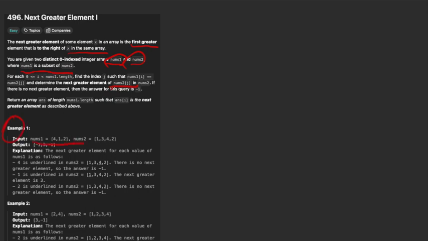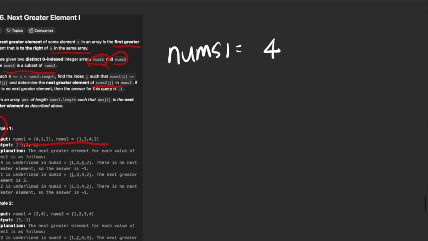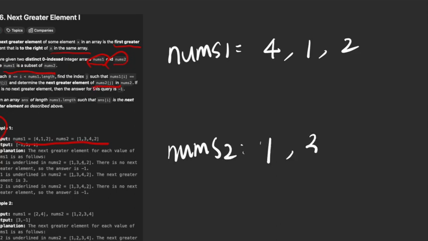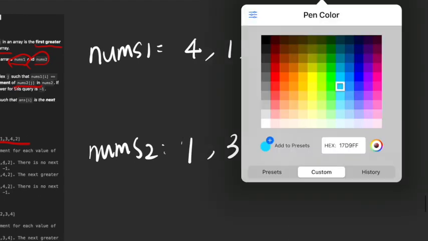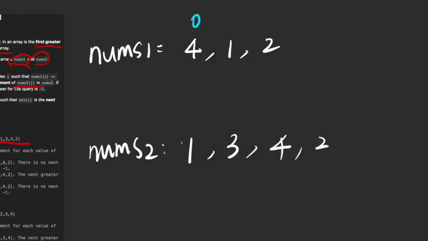We can talk about example one. Now we will have two arrays. First is nums1, we will have 4, 1, 2. And another is nums2, we'll have 1, 3, 4, 2. And of course, let's put the index on it.